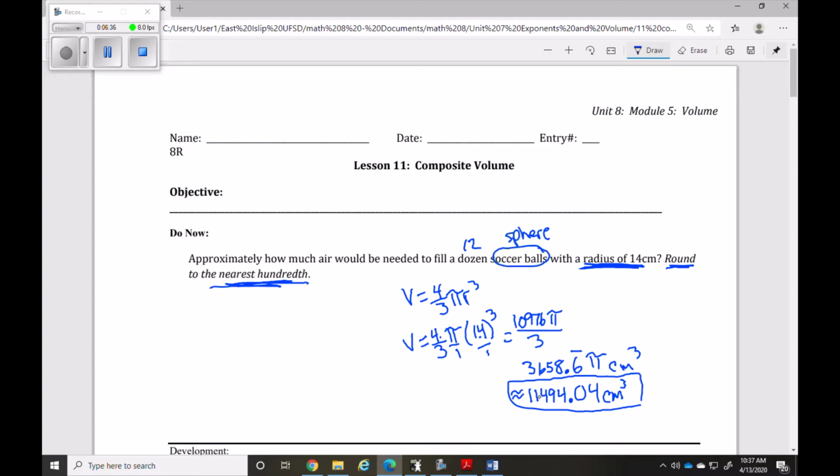I like to put a squiggly equal sign to remind myself that it was rounded. Oh, I shouldn't have boxed it in. That's not my final answer. This is just one soccer ball. One soccer ball is about that.